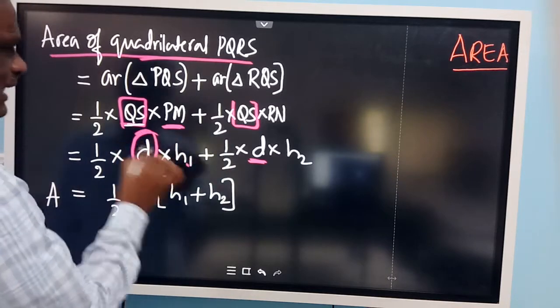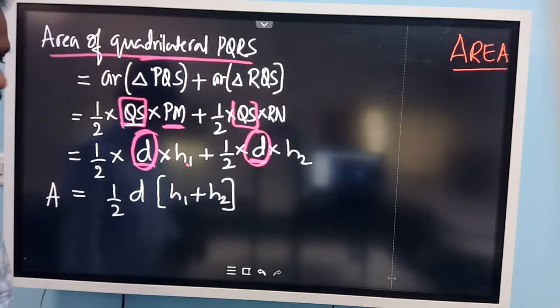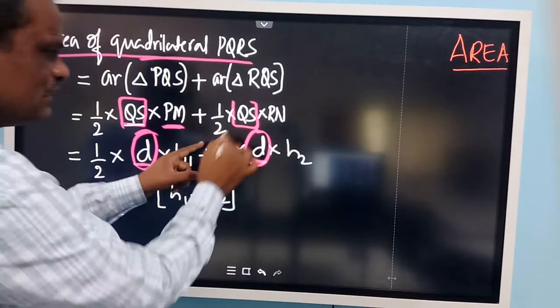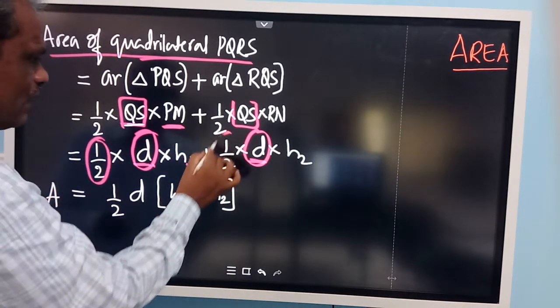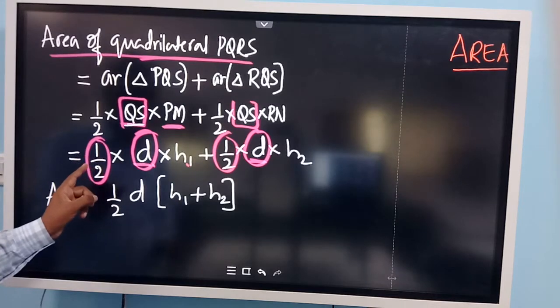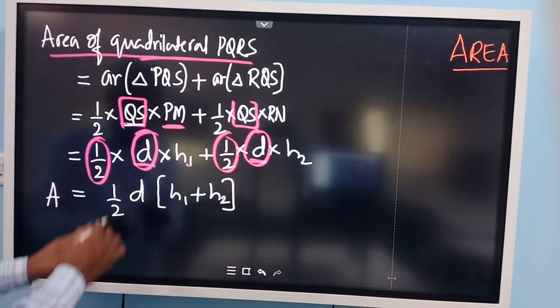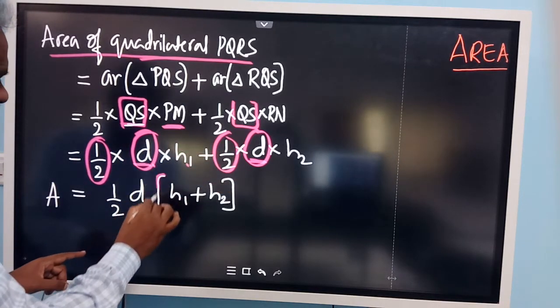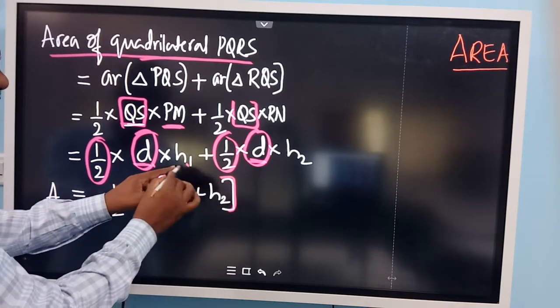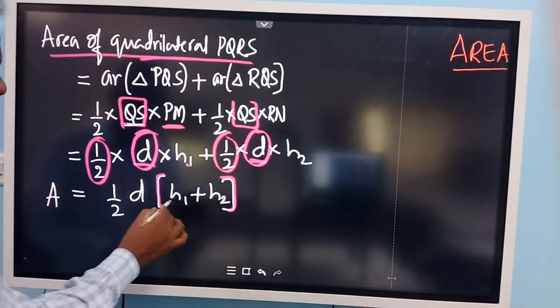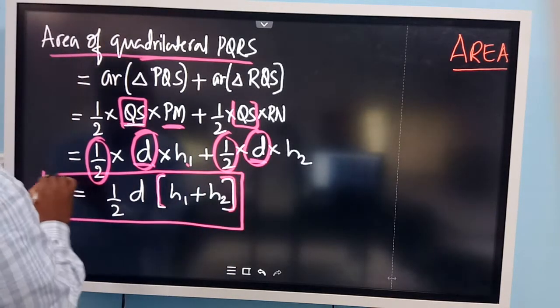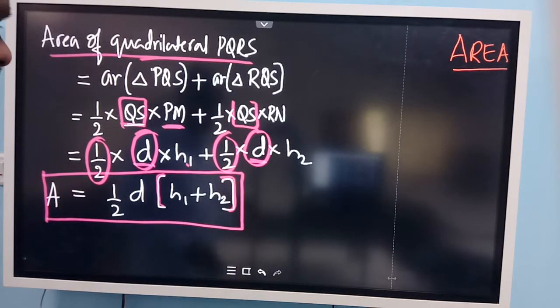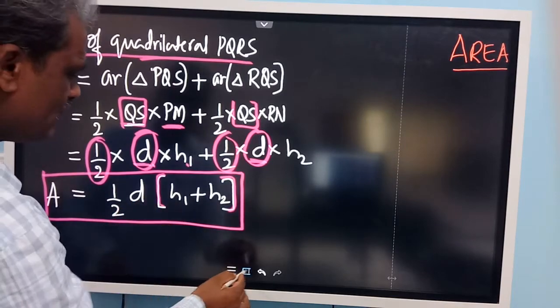In both the places I have D, isn't it? This is one term, this is another term. So you can take common, even half also I can take common. So half D I have taken common. What remains inside the bracket? H1 here, H2 there. H1 plus H2. This is the formula to find out the area of a general quadrilateral: half into D into H1 plus H2.